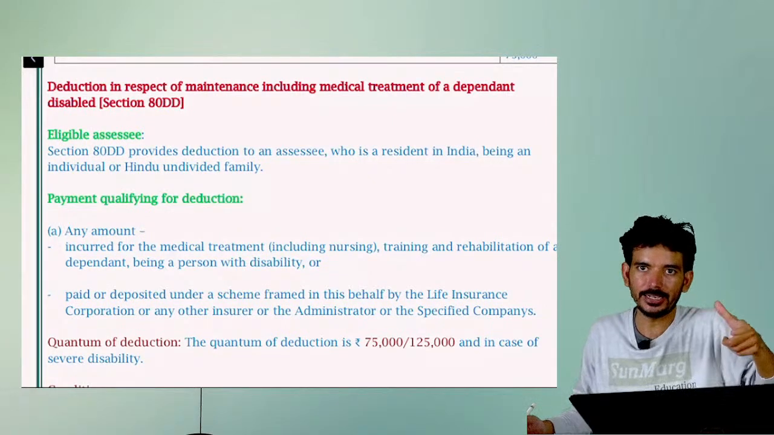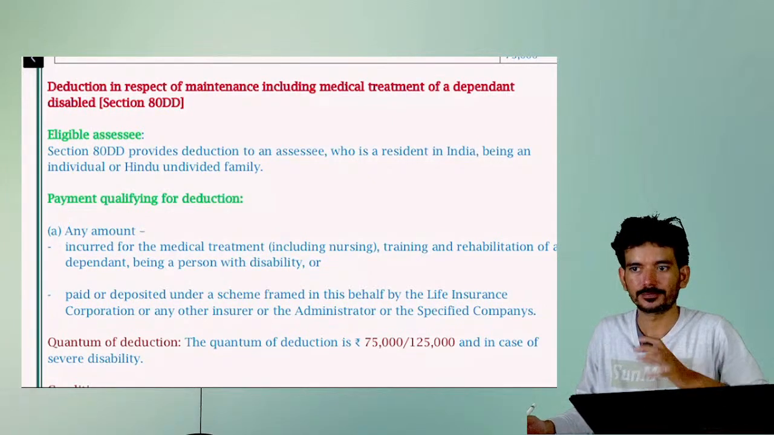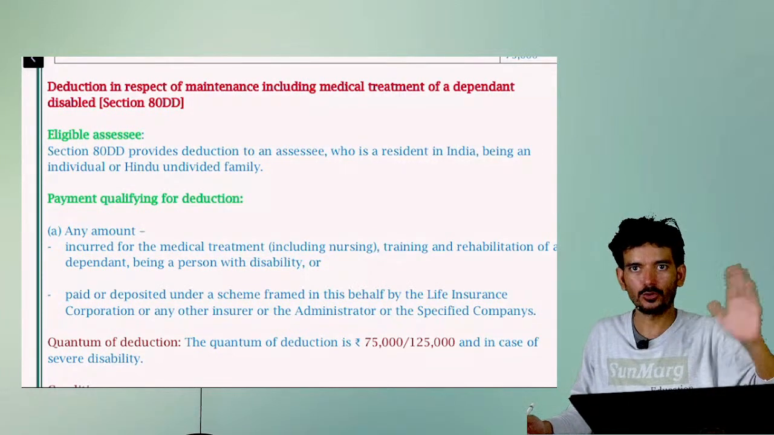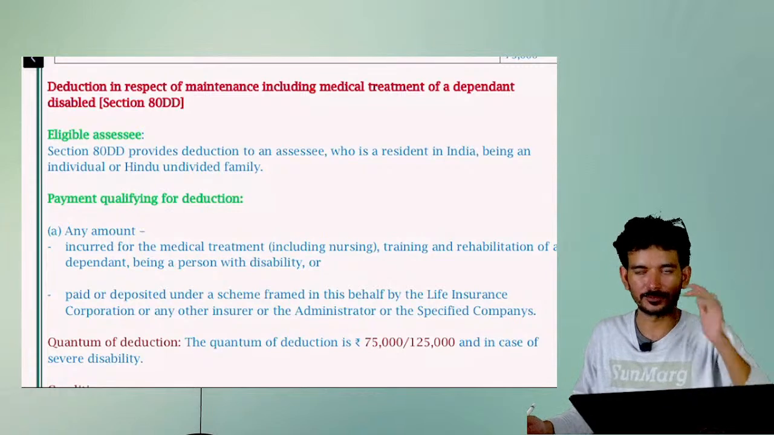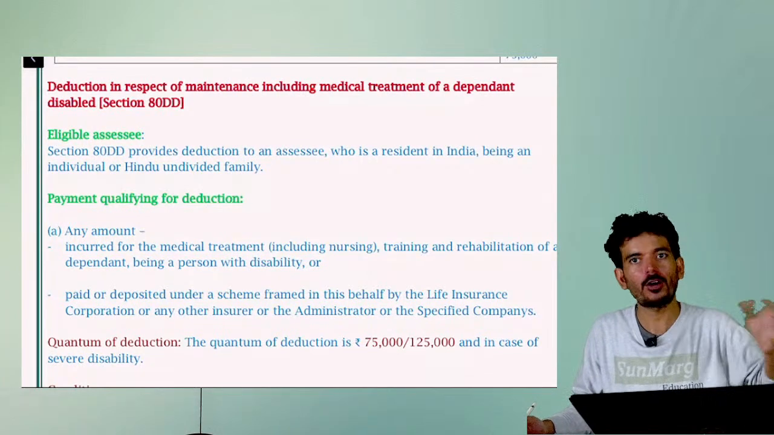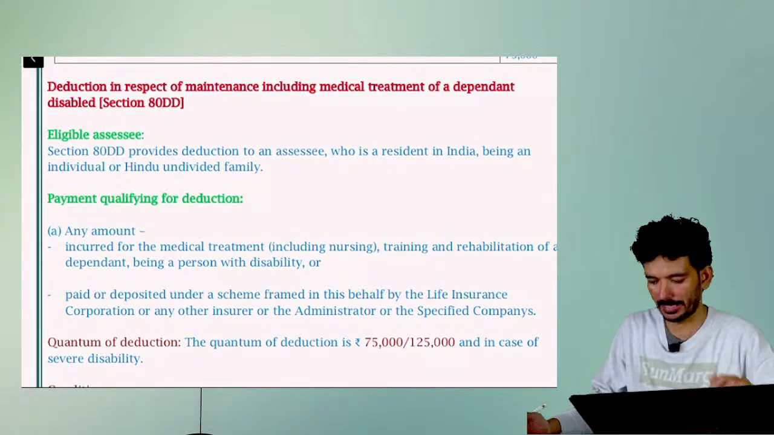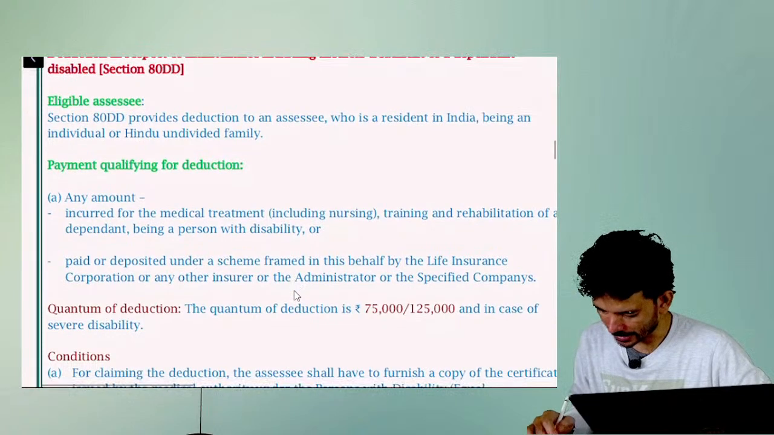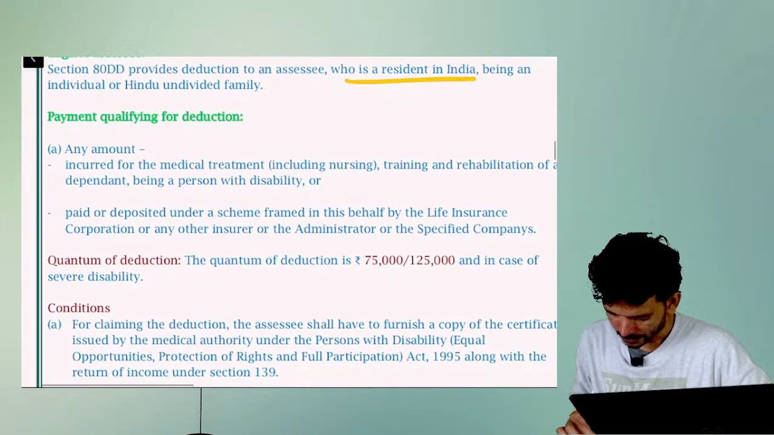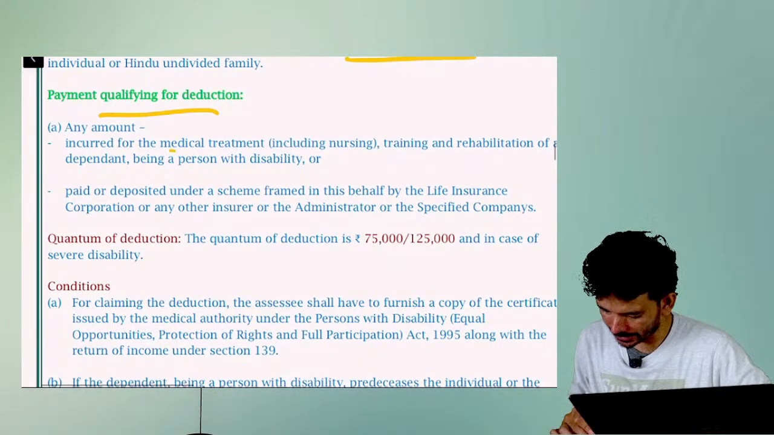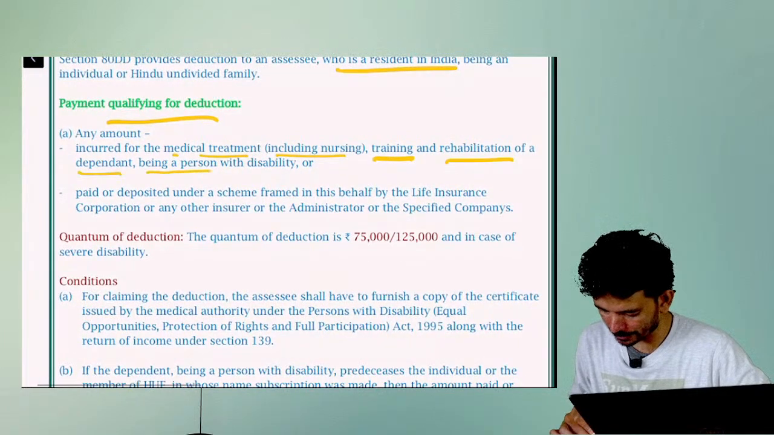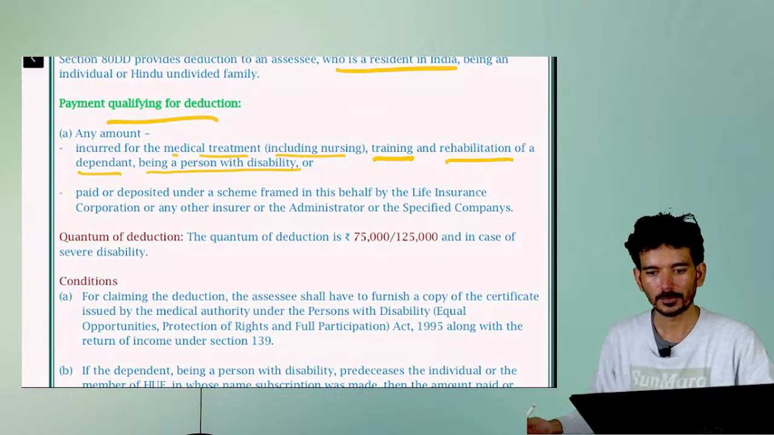80D is for your family: self, spouse, kids, parents. You know the rules also: 25, 50, 5,000 preventive. Now 80DD is where there is a dependent disabled person, and for that person you are incurring some expenditure. So 80DD provides that a resident in India can claim the qualifying amount incurred for medical treatment including nursing, training, rehabilitation of a dependent being a person with a disability.